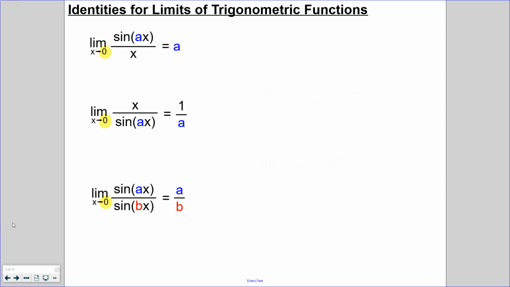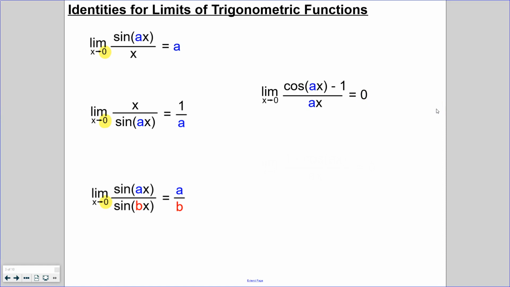So these are the three identities for the sine functions. What about cosine? Well, if we have a limit as x approaches 0 of cosine of ax minus 1 all over ax, that's going to give us an answer of 0.